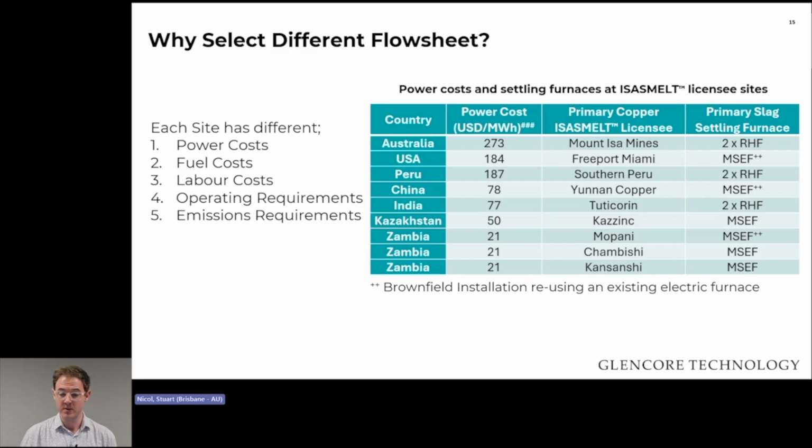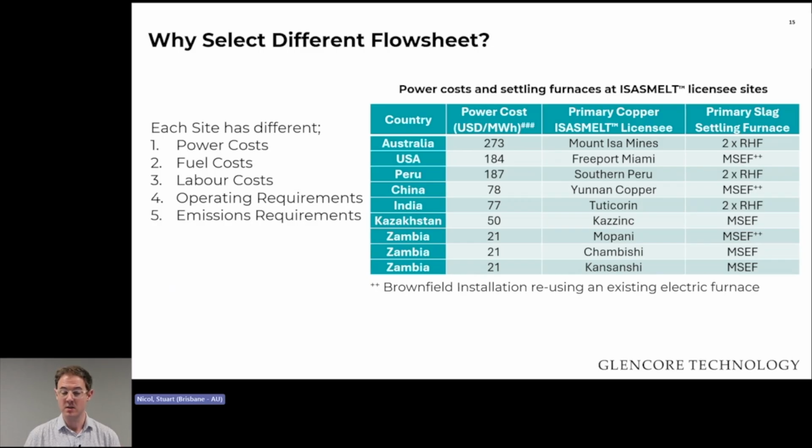A good example of this is when we look at the primary smelting furnace and the slag handling, which is done there. So in general, we can choose between the rotary holding furnace and the MSEF furnace. If you look at the power costs for the specific jurisdictions and the technologies chosen, you can clearly see that when the power costs are low, those Isasmelt sites have chosen a matte settling electric furnace. When the power costs are high, the sites have generally chosen a rotary holding furnace. The reason being it's power versus fuel costs.